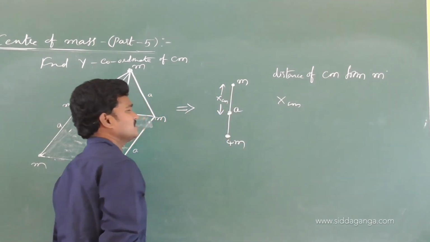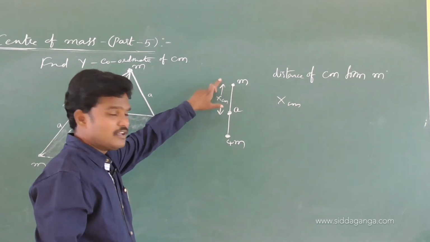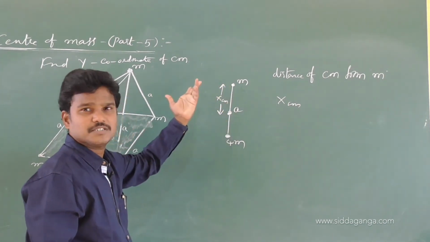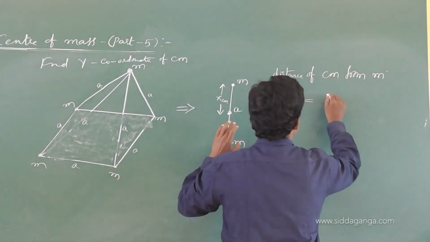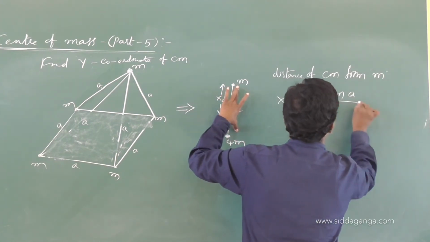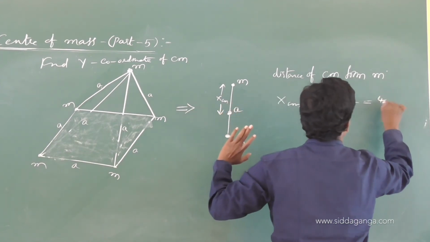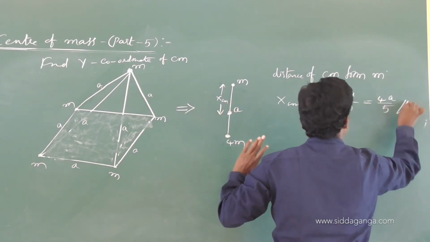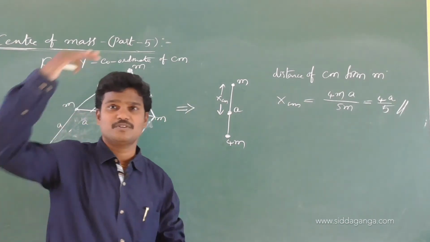Just recall the first and second class topic. To find center of mass from this particle, opposite mass into distance by total mass: m2 d by m1 plus m2. So xm is m2. What is m2? 4m into distance a by m1 plus m2. m1 plus m2 is 5m. So what is the answer now? 4a by 5. 4a by 5 is the distance of center of mass from the top.